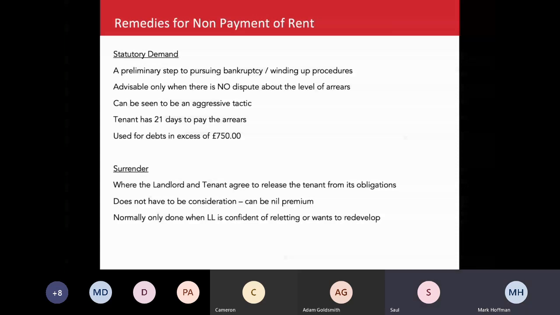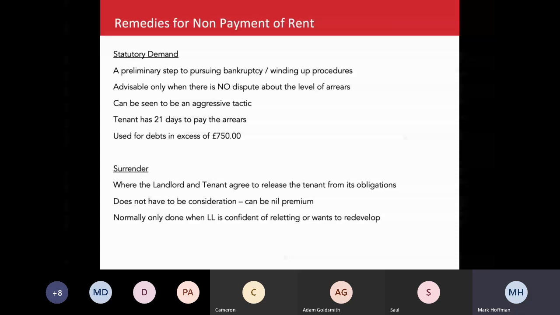Statutory demand. So statutory demand is a more formal, aggressive tactic where solicitors serve a notice, which is effectively pursuing bankruptcy. It is advisable only when there is no dispute about the level of arrears. As I said, it can be seen as an aggressive tactic. The tenant has 21 days to pay the arrears, and it's used for debts in excess of £750,000.